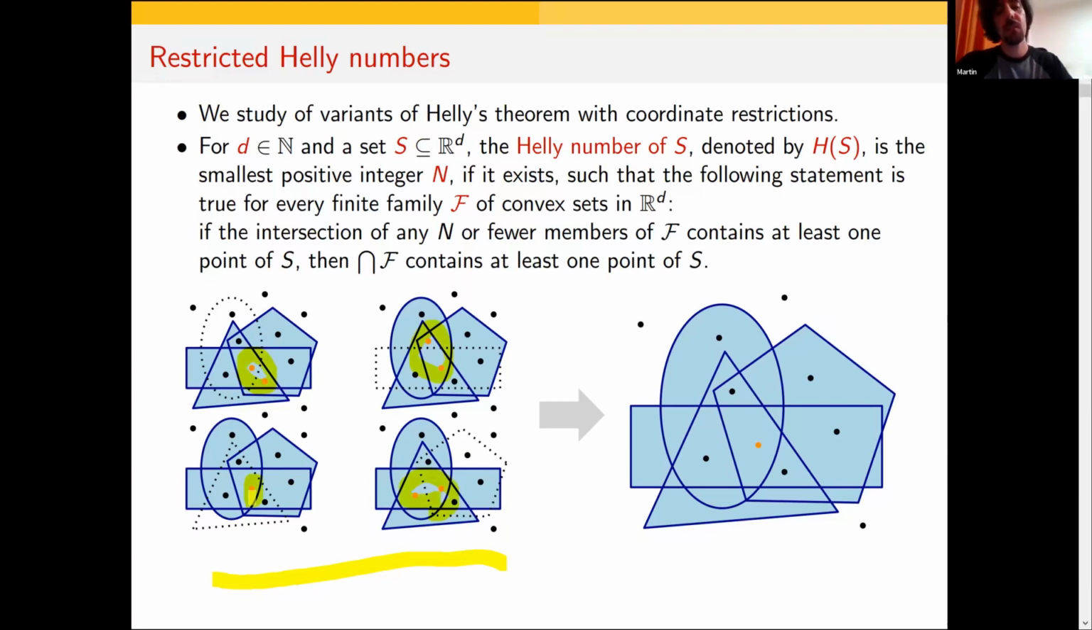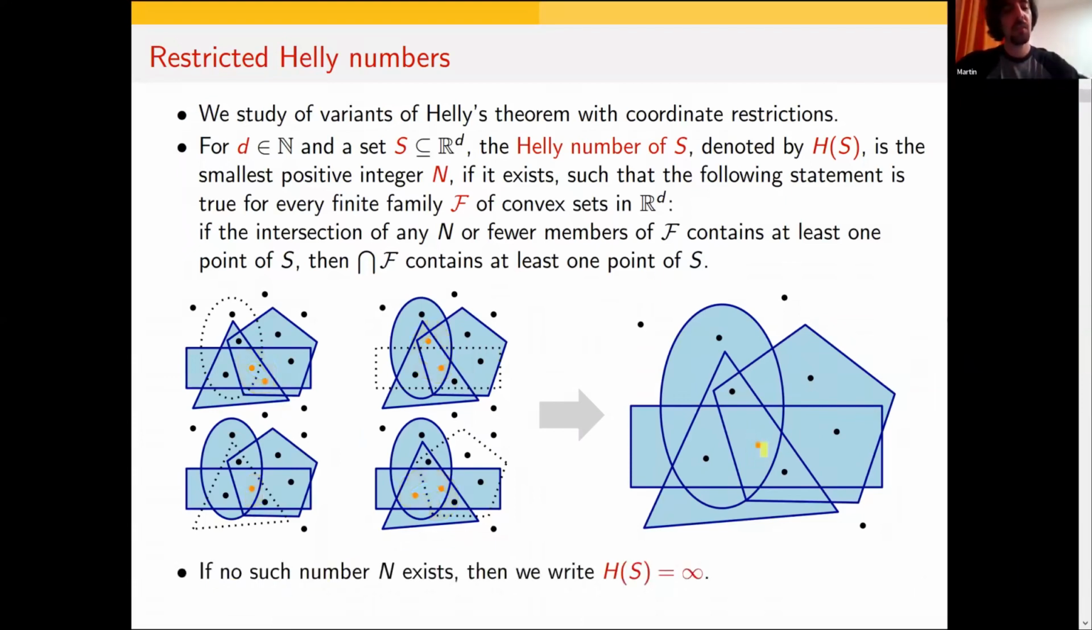And then if we have this condition, then there is a point of our point set S that is in the common intersection of all convex sets. So it's very similar to Helly's theorem, and the main difference is that we require this intersection to contain points from our point set S.